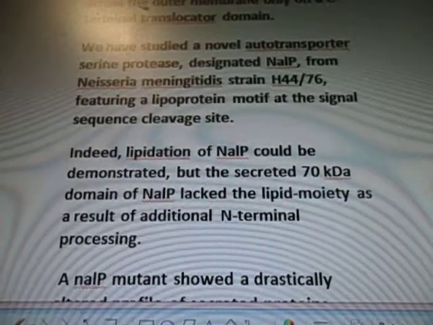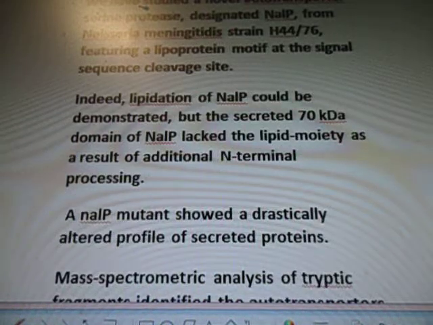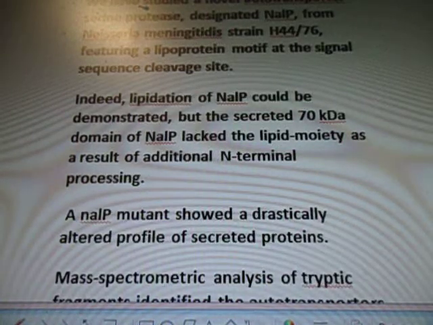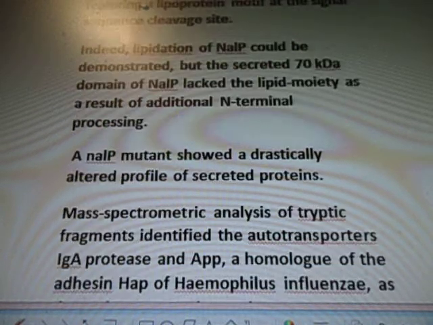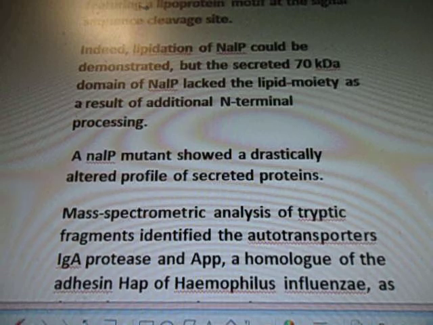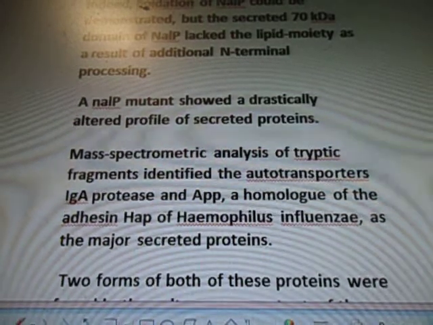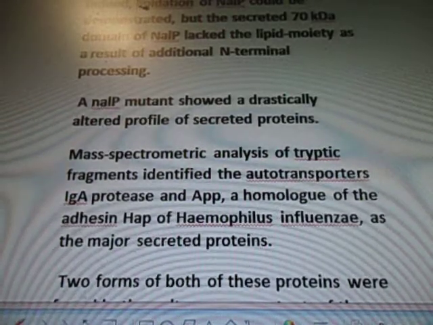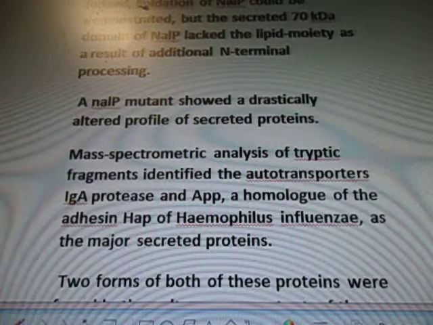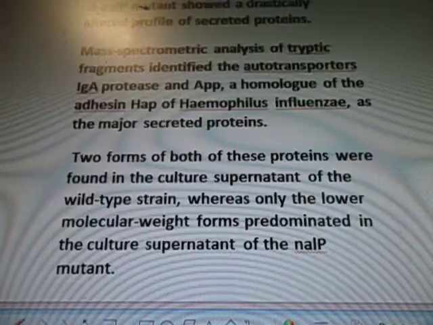Indeed, lipidation of nalP could be demonstrated, but the secreted 70 kDa domain of nalP lacked the lipid moiety as a result of additional N-terminal processing. An nalP mutant showed a drastically altered profile of secreted proteins. Mass-spectrometric analysis of tryptic fragments identified the autotransporters IgA protease and App, a homologue of the adhesin Hap of Haemophilus influenzae, as the major secreted proteins.